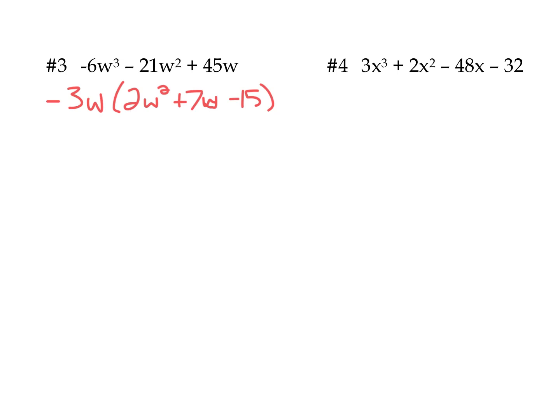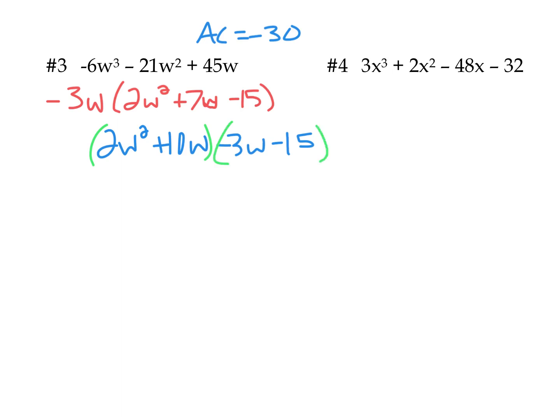So the AC method says we're going to multiply A times C, so AC is negative 30. And we're going to want to find factors of negative 30 that add up to 7. So we're going to have 2w squared plus 10w minus 3w minus 15. And we're going to want to group those. So we're going to group two terms at a time. In this first grouping, we can factor out a 2w, and we'll be left with w plus 5. In the second grouping, we can factor out a negative 3 and be left with w plus 5.